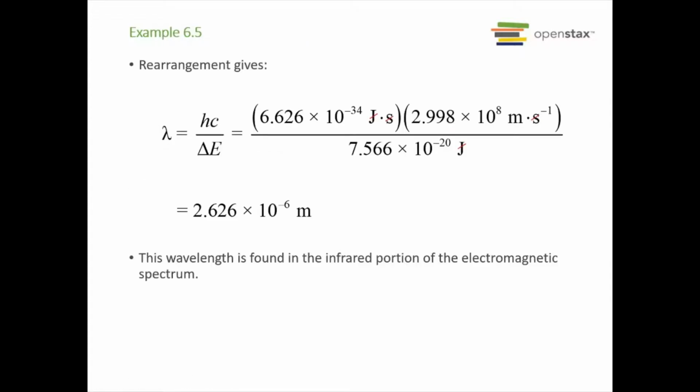So then we get that our lambda is 2.626 times 10 to the negative 6th meters. And now we know this wavelength. We go and look at a spectrum, and we see that this is in the infrared portion.